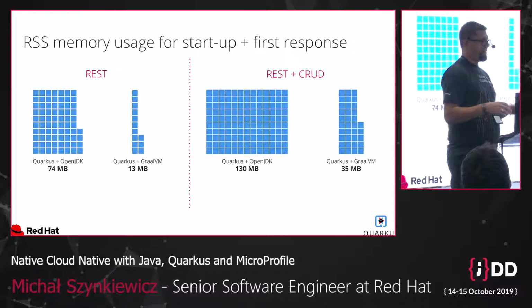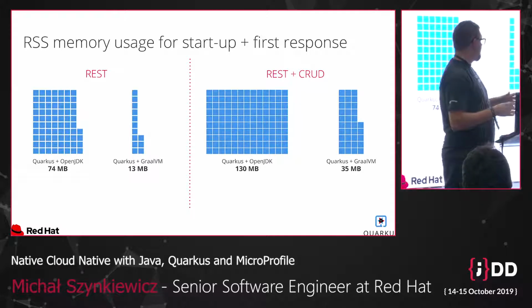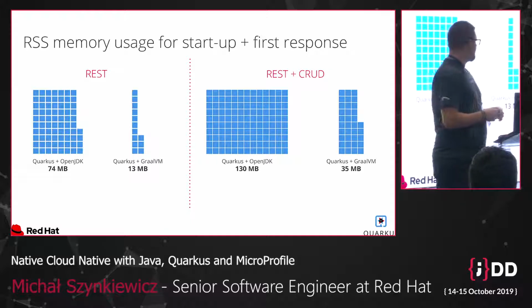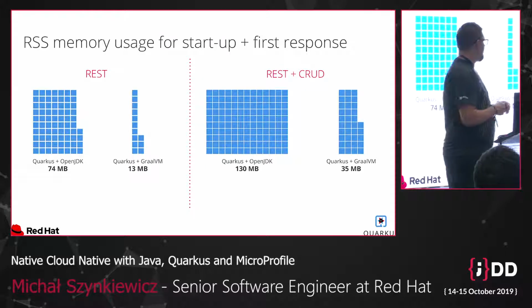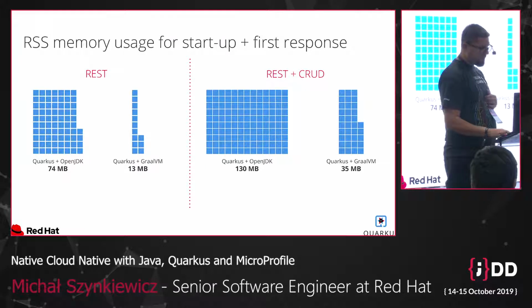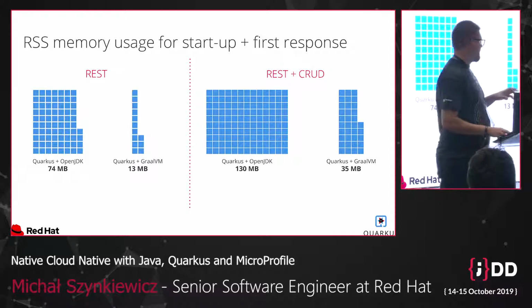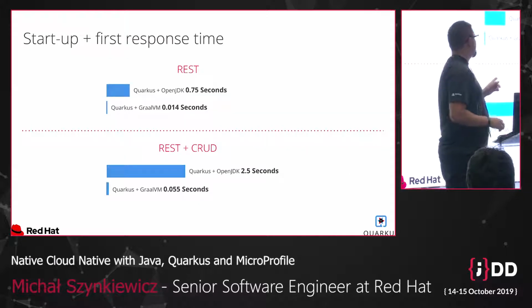If you add some database capabilities to your application, it will grow. For the JVM execution, it will grow to 130 megs. But if you compile it to a native binary, it will be 35 megs of RAM. So this is what we gain in terms of memory, and this is what we gain in terms of time.